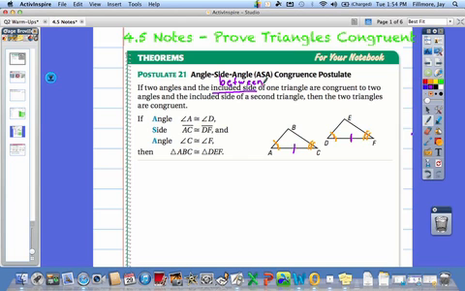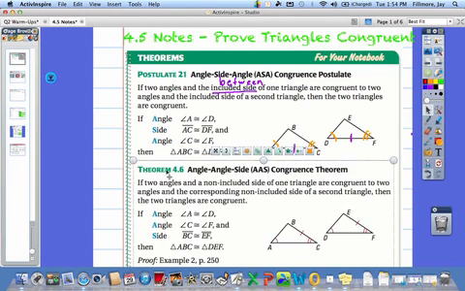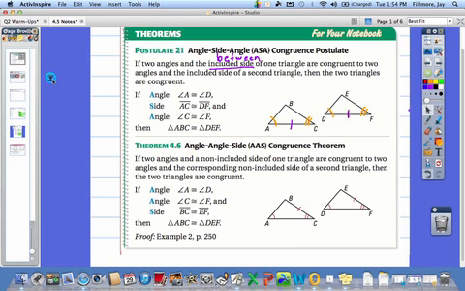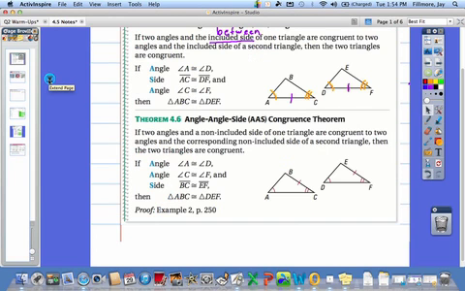So this is another shortcut we can add to our repertoire of ways we can show the two triangles are congruent. Angle-side-angle congruence postulate. The next one's a theorem, which means it has been proven before. And if you're looking for the proof being worked out for you, it's example 2 on page 250 in your textbook, right here. And that's your angle-angle-side congruence theorem.